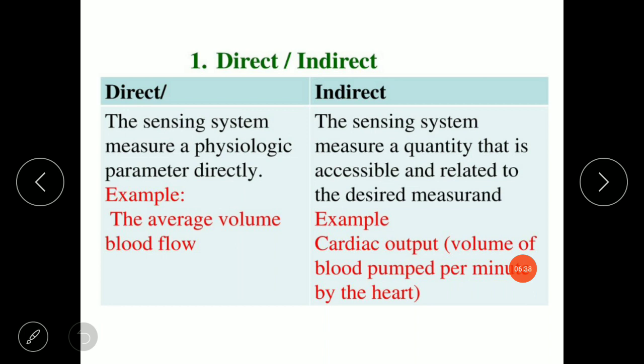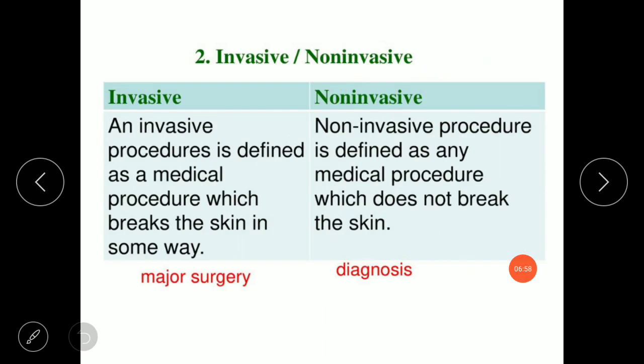So this was the first classification, direct and indirect. In a direct measurement, the instrument directly measures the physiological parameter. In an indirect measurement, the instrument measures a parameter which is related to the physiological parameter. That is, it does not directly measure the physiological parameter of interest. The next classification is invasive or non-invasive.